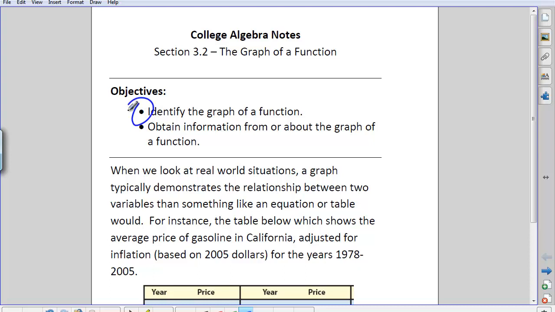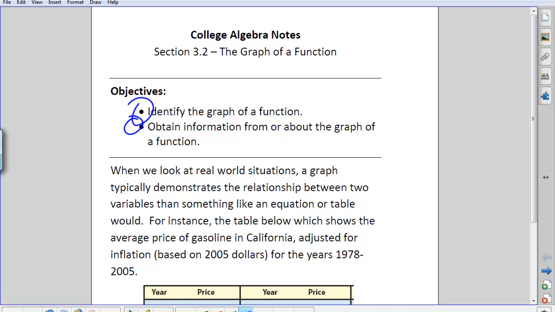First, identify the graph of a function. That's pretty simple. We'll see there's a quick, easy test we can use to identify what the graph of a function is and if a graph is a function or not. And then the second one, obtain information from or about the graph of a function. That's where we'll really spend most of the time in this section working examples.